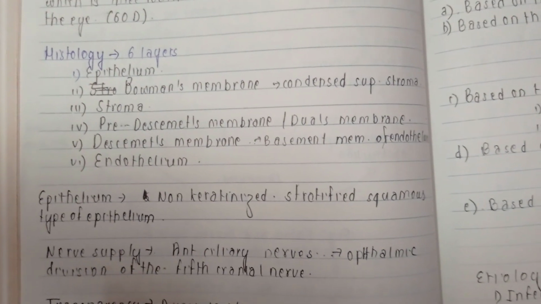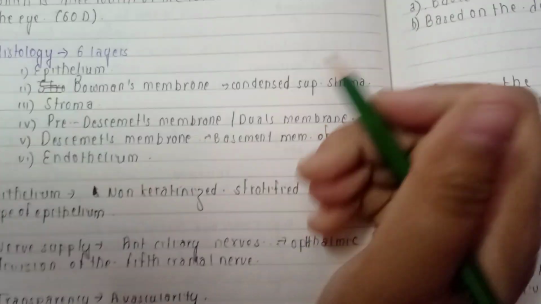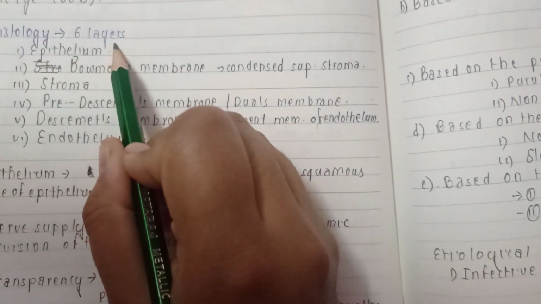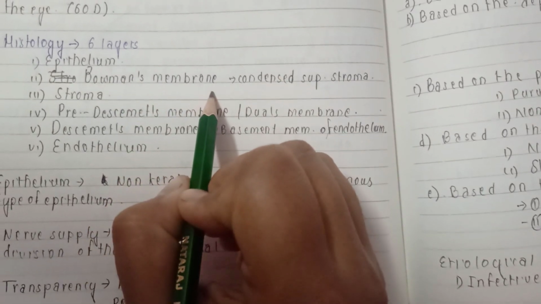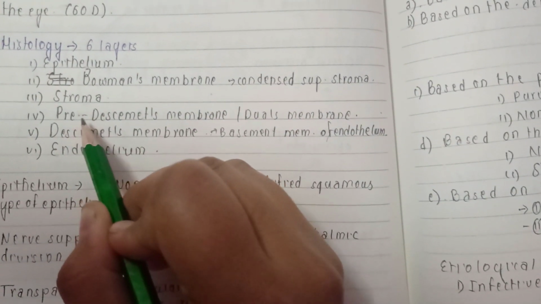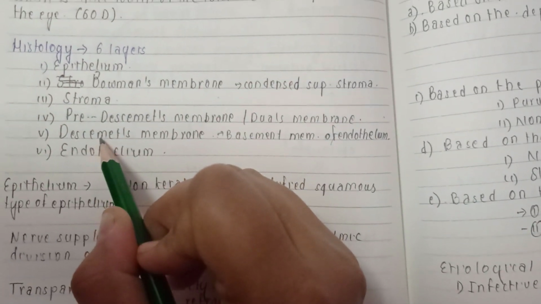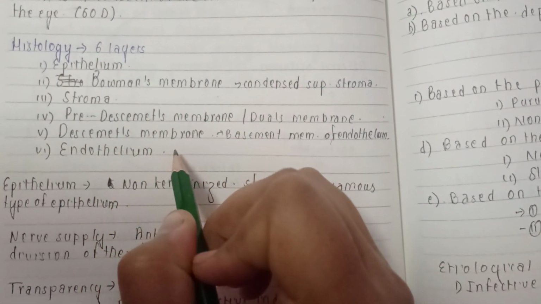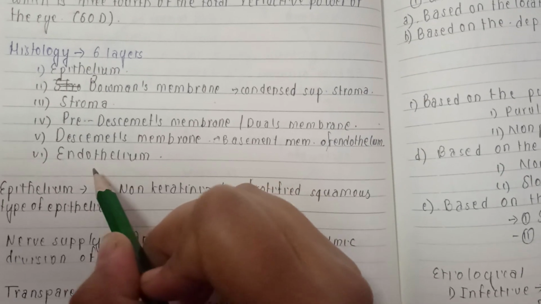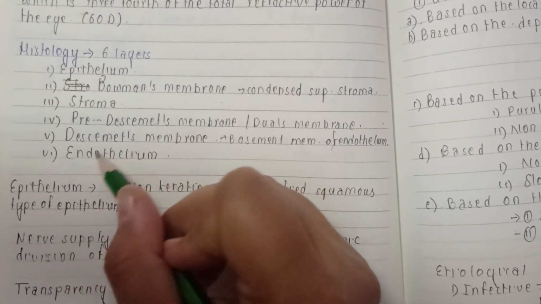Let us talk about the histology. There are basically 6 layers of the cornea. The first one is the epithelium, then Bowman's membrane, then the stroma, then we have pre-Descemet's membrane or Dua's membrane, the fifth one is Descemet's membrane, and the last one is the endothelium.